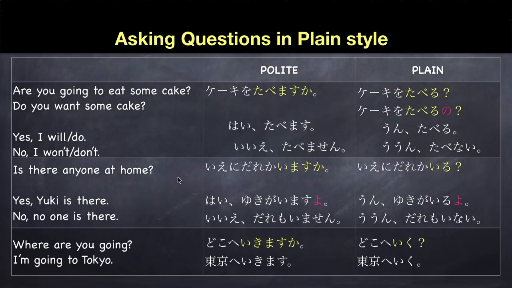Another example, is there anyone at home? Ie ni dare ka imasu ka? In plain style, ie ni dare ka iru? For example, Yuki ga iru yo. Or, dare mo inai. Where are you going? Doko e ikimasu ka? Doko e iku? I'm going to Tokyo. Tokyo e ikimasu. Tokyo e iku.